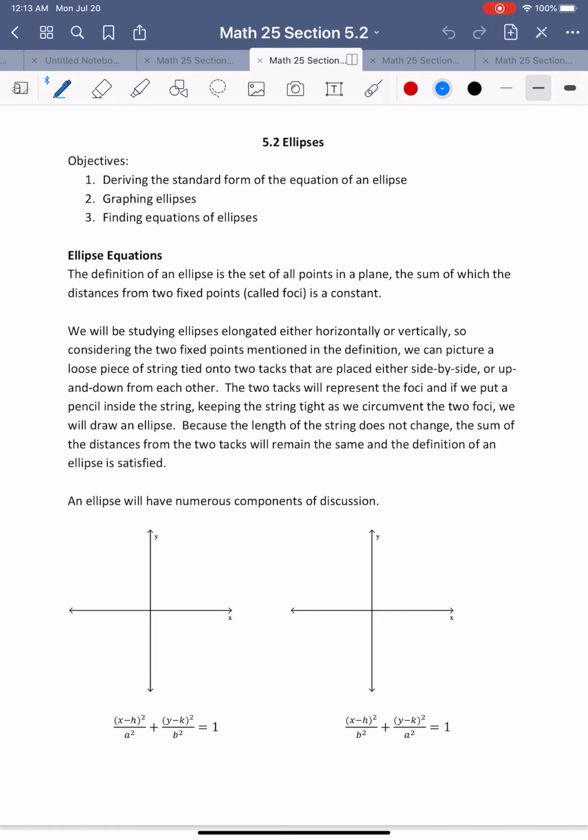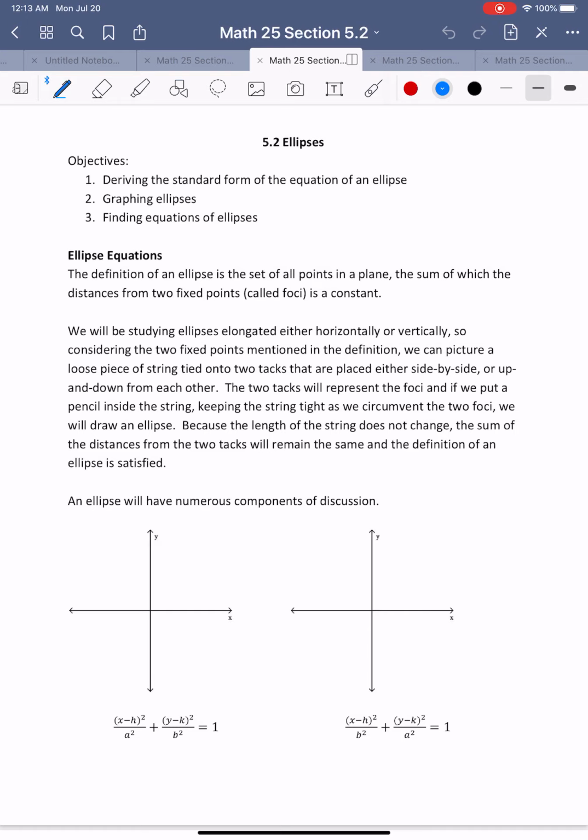So, ellipse equations. The definition of an ellipse is the set of all points in a plane, the sum of whose distances to two fixed points, which we call the foci, is a constant, which stays the same. So we'll be studying ellipses elongated either horizontally or vertically.